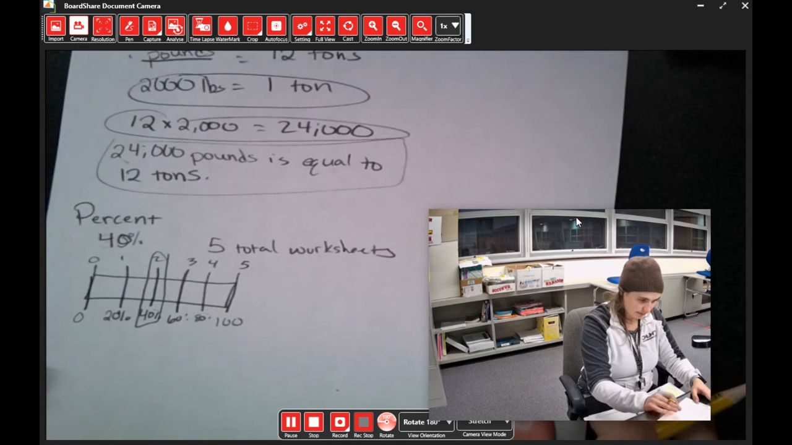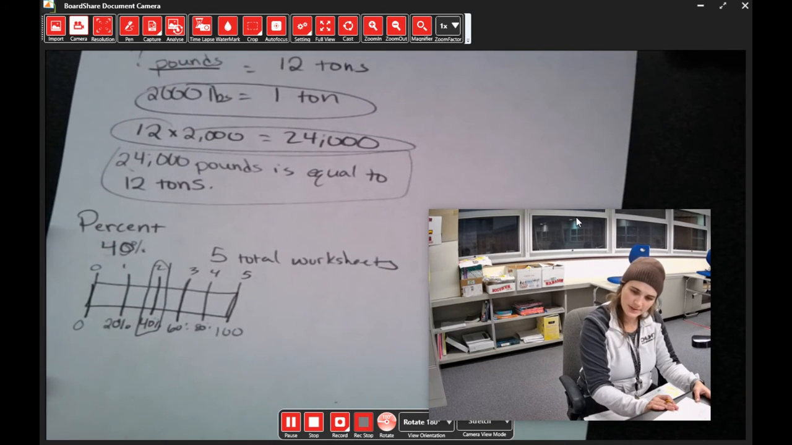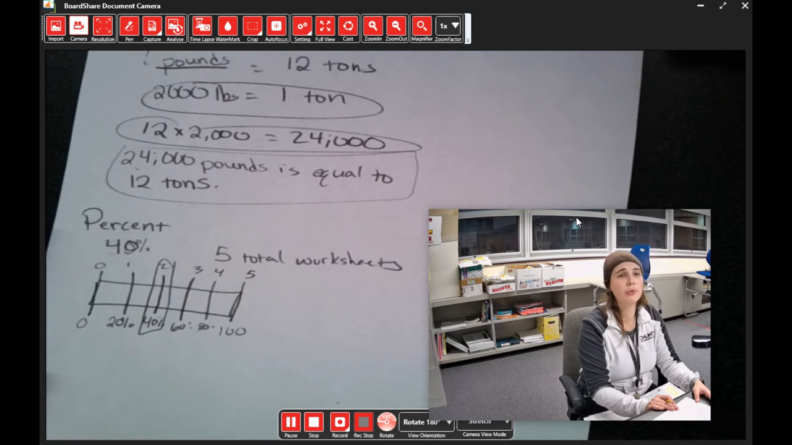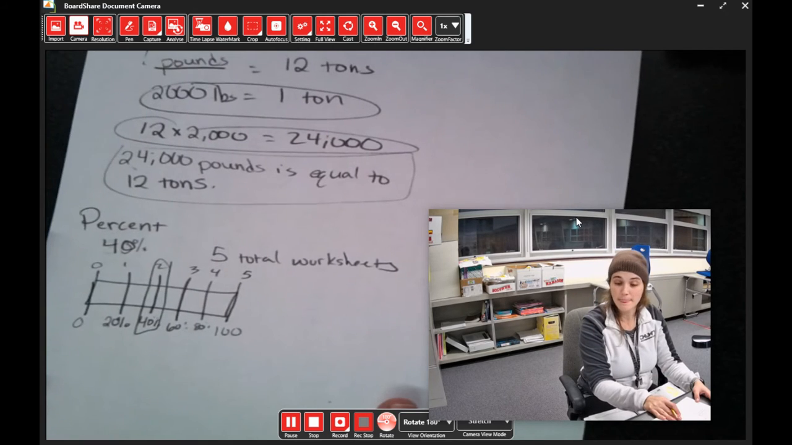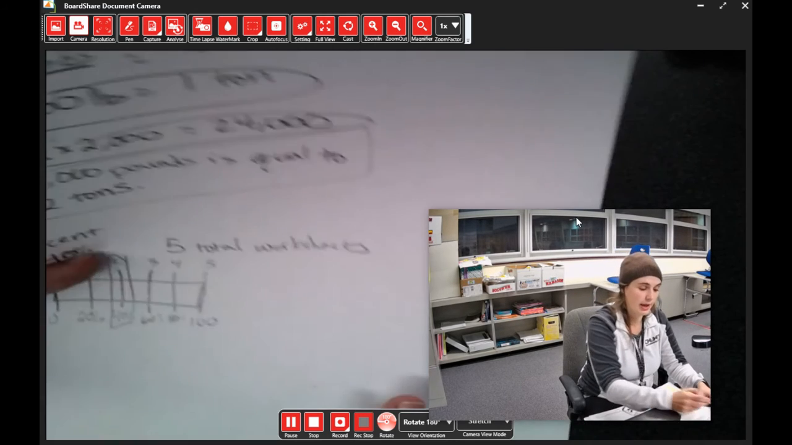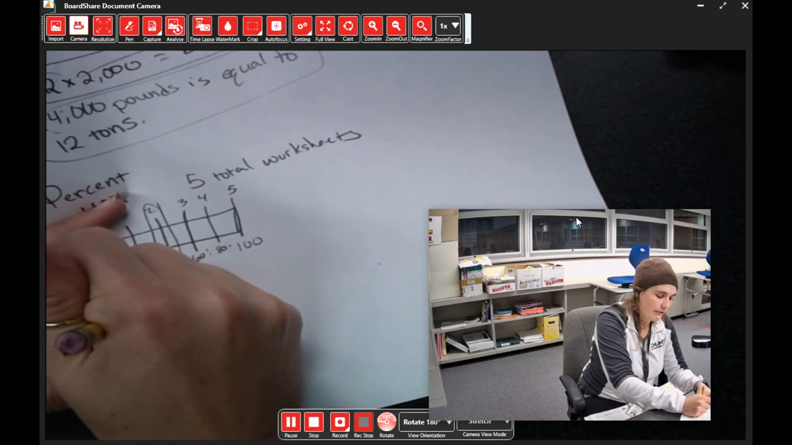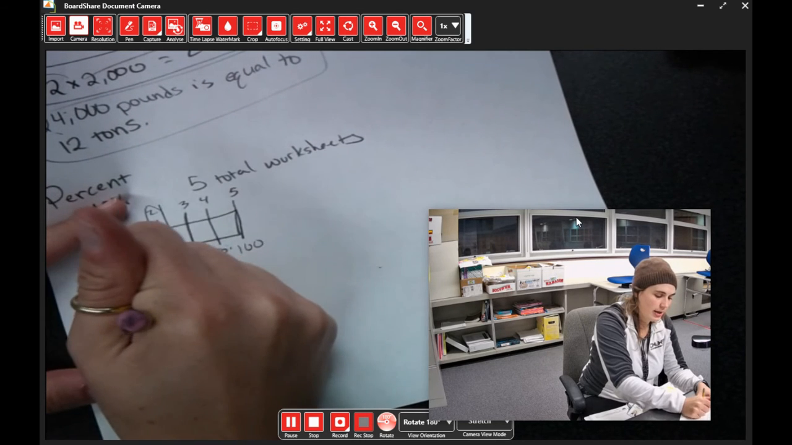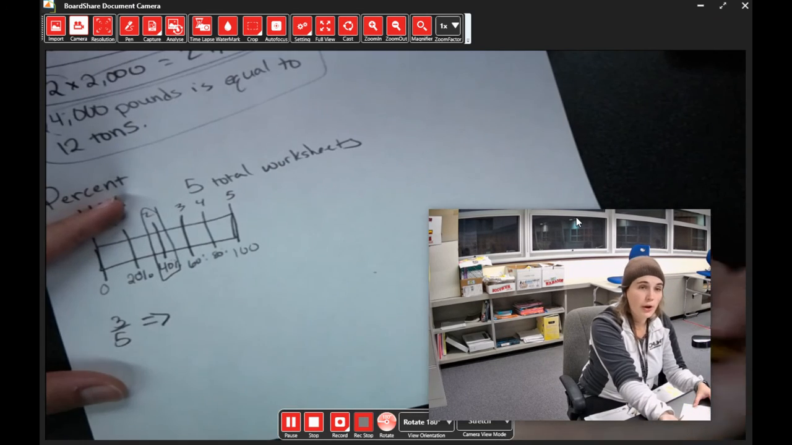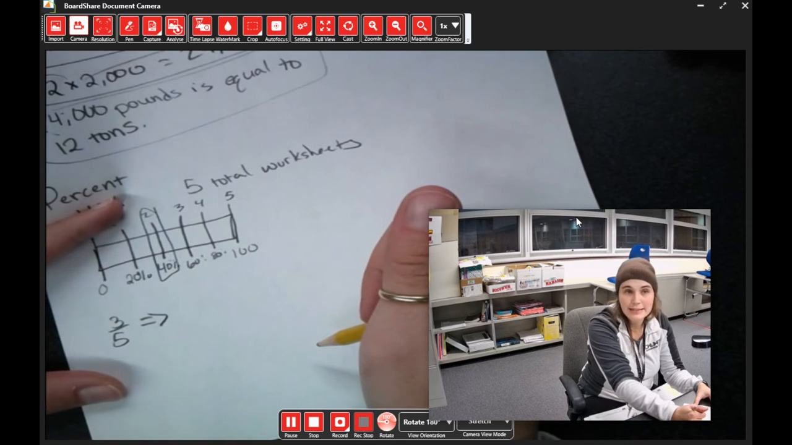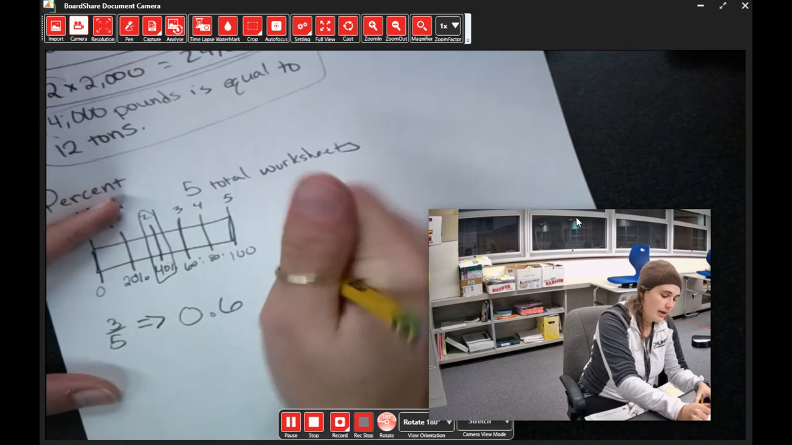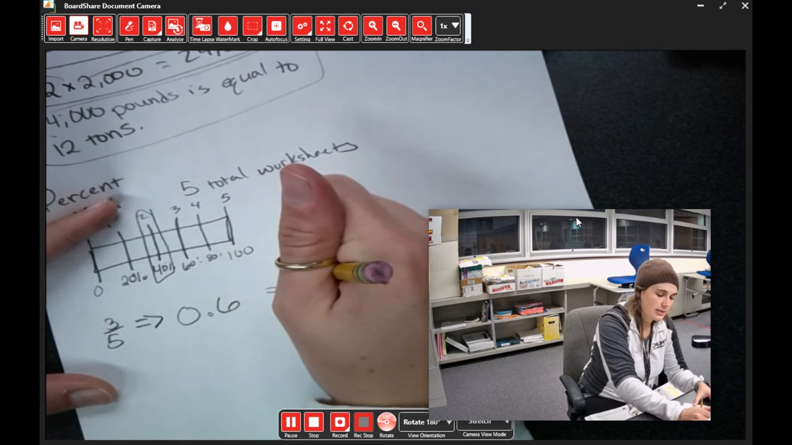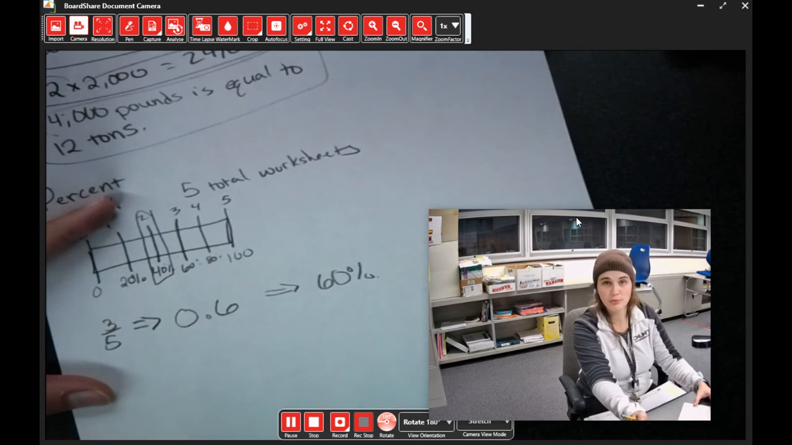Okie doke. Fraction, decimal, percent. We have beat that one over the bush. We've done those a lot. So I'm just going to have you guys keep in mind that if you have a fraction, you can turn it into a decimal through division, or you can do it by saying 3/5 is 6/10, which is 60 hundredths, which looks like that. And 60 hundredths is 60%. That's what those problems are all about.